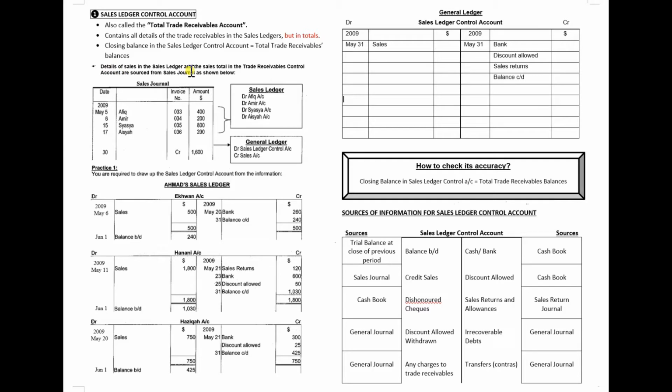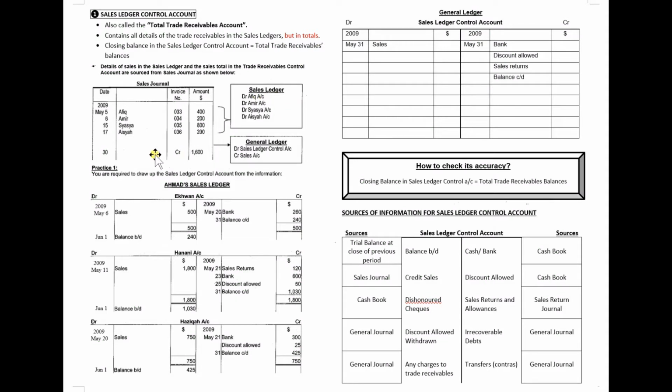Details of sales in the sales ledger and the sales total in the trade receivable control account are sourced from the sales journal as shown below. We get the information to record in the control account from the books of original entry, which is the sales journal. We have already done the sales journal. If you can still remember, this is an example of the sales journal, and all these are your credit customers, which we call the debtors. You record the debtors here, and then you post it to the individual debtors account in the sales ledger. The sales ledger consists of the debtors accounts, right?